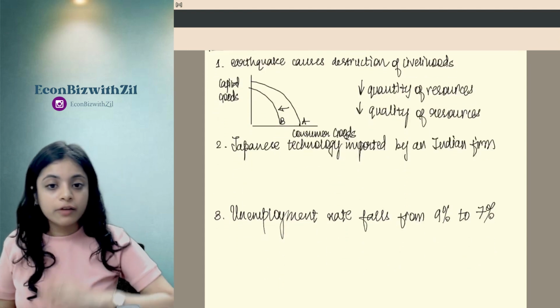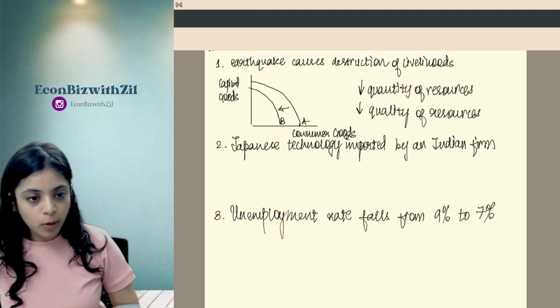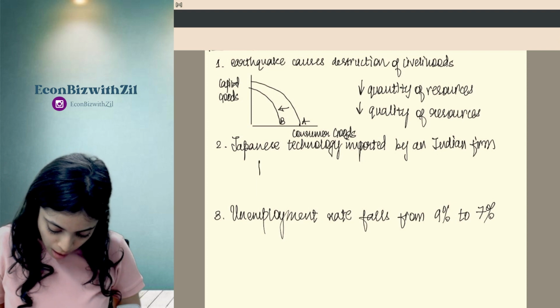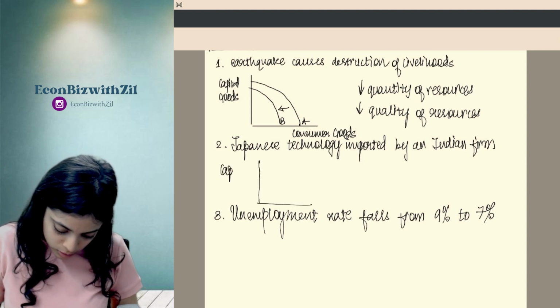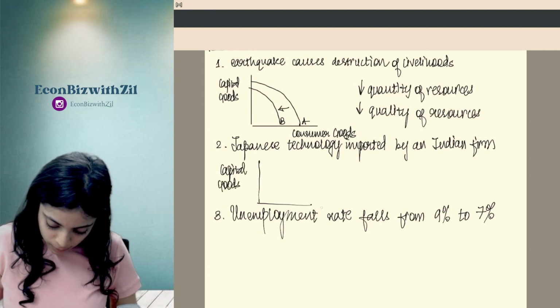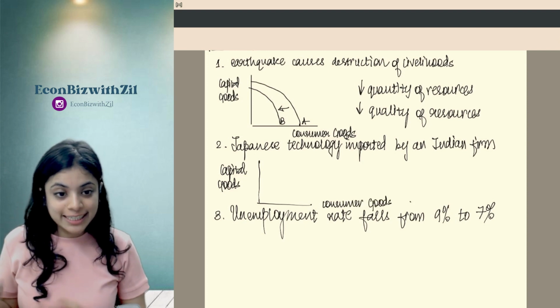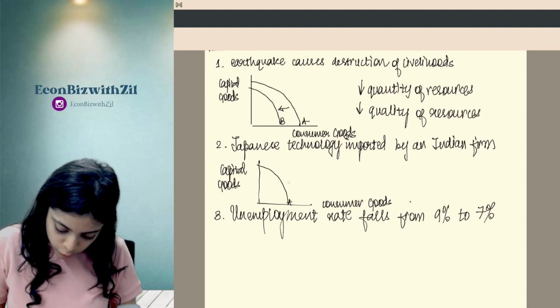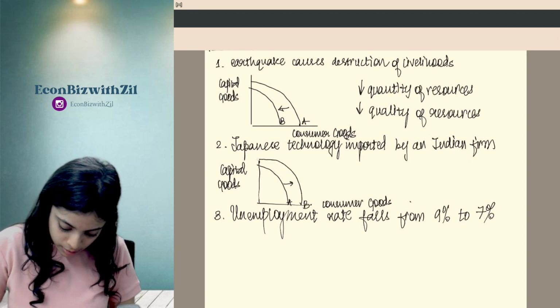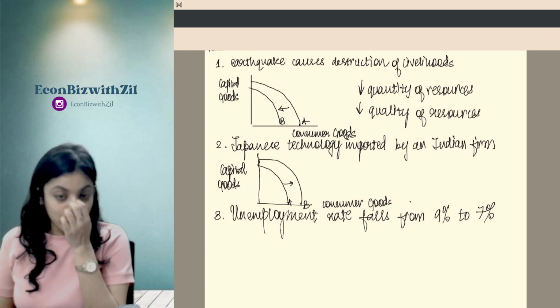Now, if there's Japanese technology imported by an Indian firm, how are we going to show this? So we have capital goods and consumer goods. It's a bit messy, but because it's an advancement in technology, your PPC curve will shift outwards like this. Okay, so this is what it'll look like.